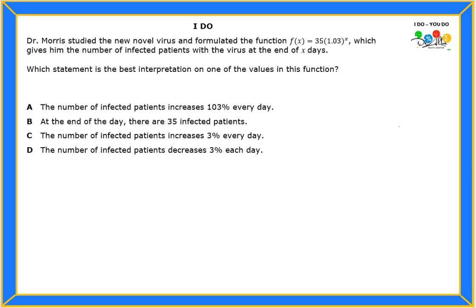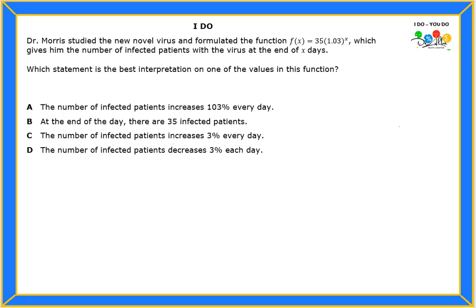Hello students, let's read the problem. It says, Dr. Morris studied the new novel virus and formulated the function f of x equals 35 times (1.03) to the x power, which gives him the number of infected patients with the virus at the end of x days. Which statement is the best interpretation of one of the values in this function?